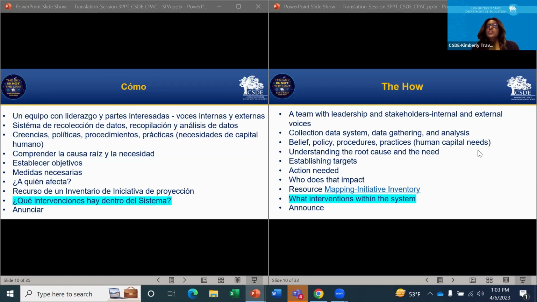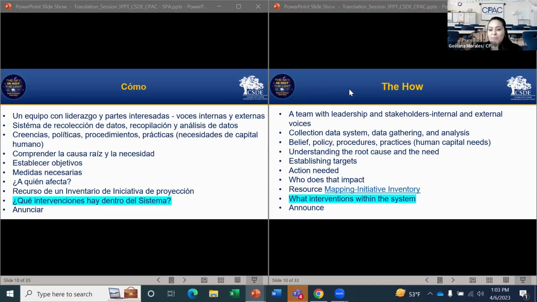And then this resource mapping initiative inventory is critical to understanding what you have as far as initiatives. And I think we're going to show that in one second. Joby, I think it's going to show it to us. Yes, I'm working on it.